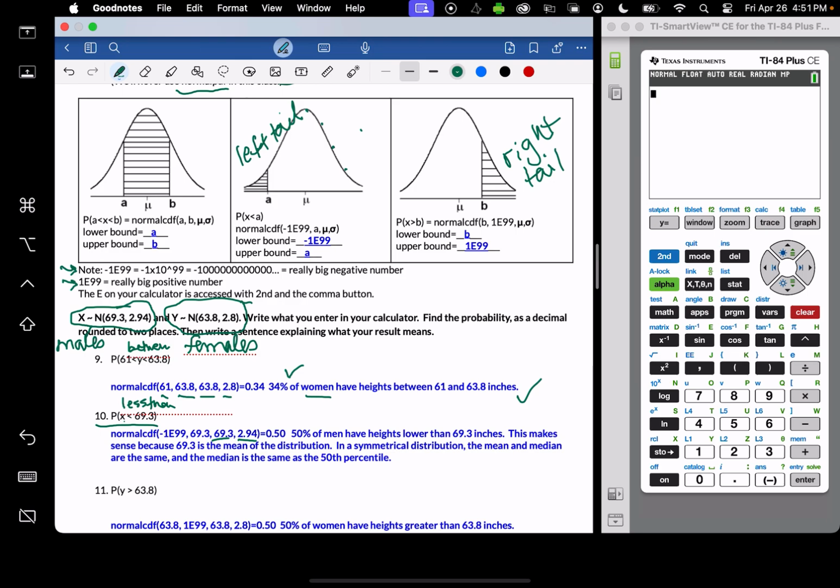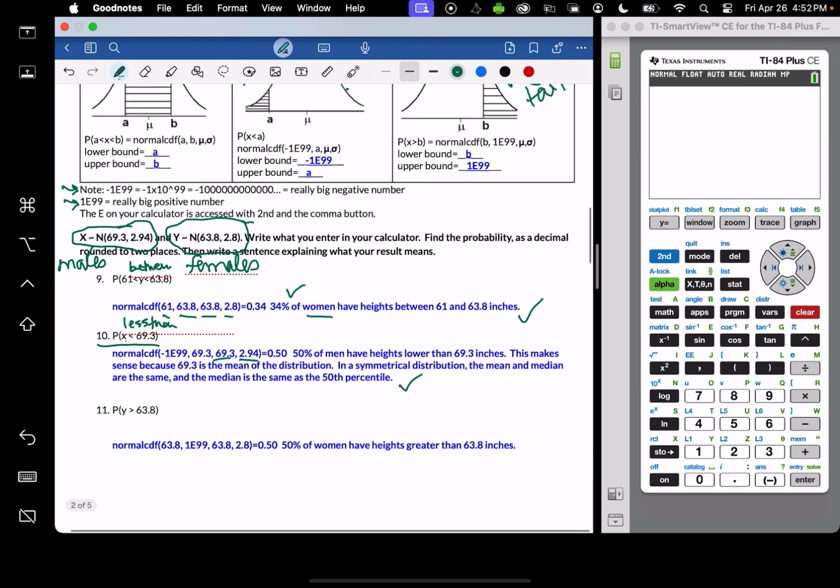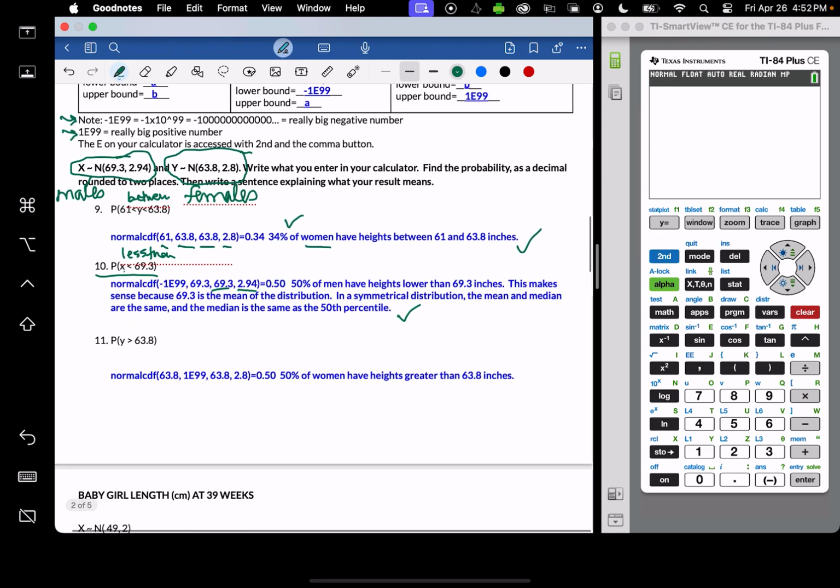So I like questions like this because after you do it, you're like, I knew that. I could have figured that out without a calculator, but we confirmed our answer. So what is the probability that a female is taller than 63.8? Well, that's another 50% answer as well, because that is the mean. So we're basically saying anywhere from the mean to the tallest possible height, 50% of women.